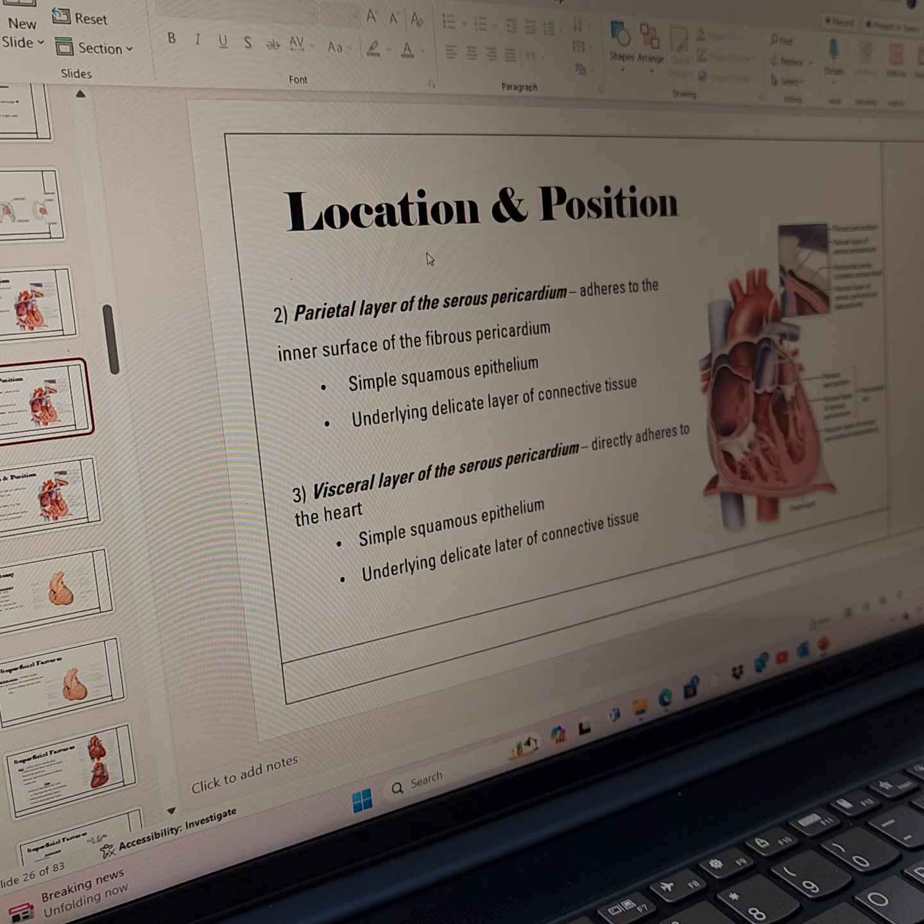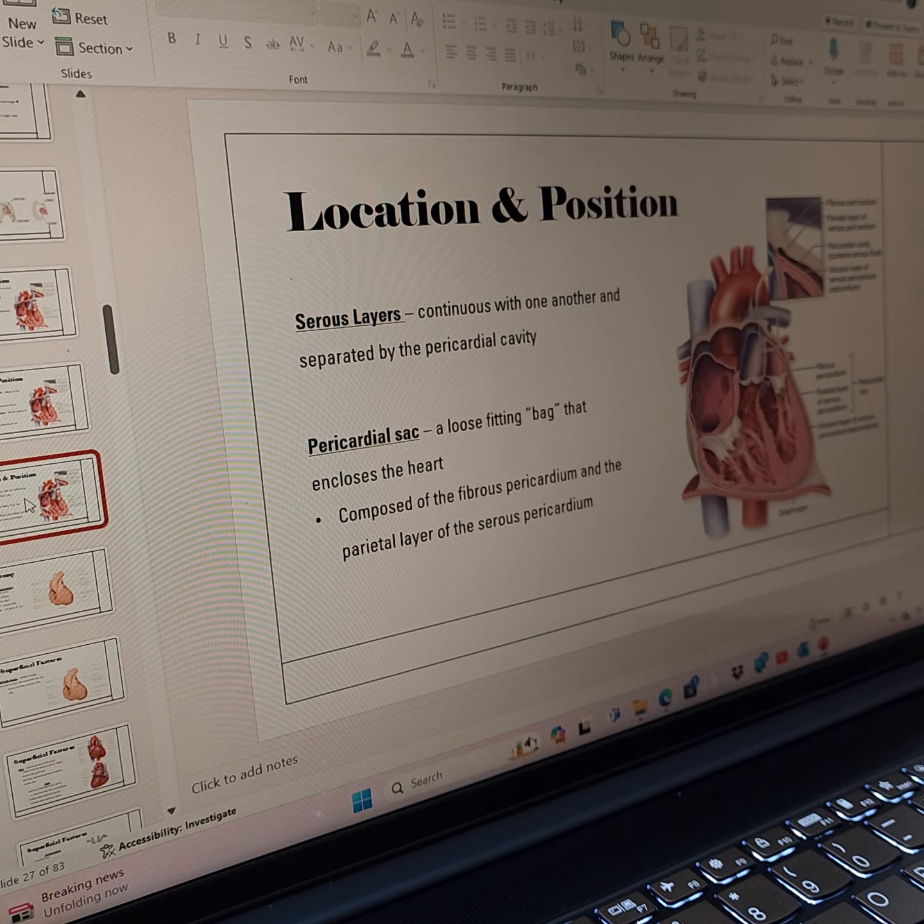So visceral layer of the serous pericardium directly adheres to the heart, and this is through simple squamous epithelium and an underlying delicate layer of connective tissue. The serous layers, they're continuous with one another, and they're separated by the pericardial cavity. And the pericardial sac is a loose-fitting bag, if you will, that encloses the heart. It's composed of the fibrous pericardium and the parietal layer of the serous pericardium.